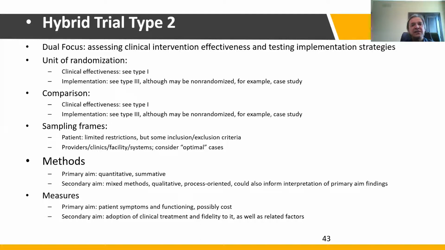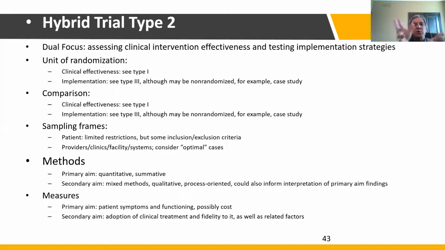Comparison for clinical effectiveness is the same as type 1: you got placebo, you got the other treatment, standard treatment, and so on and so forth. But for the implementation it is a case study. I'll review that when we go to type 3, which is the next level. That's full on implementation. Sampling frames, there are differences, again, depending on whether you're focused on the patient or the provider, all in the same study. These are type 2 hybrids.